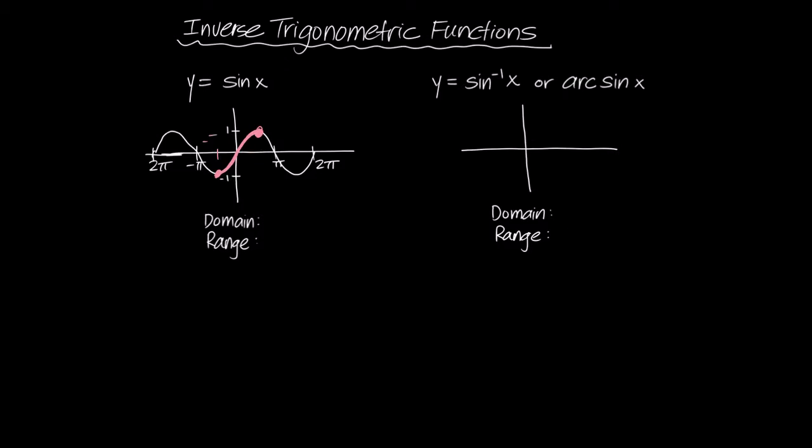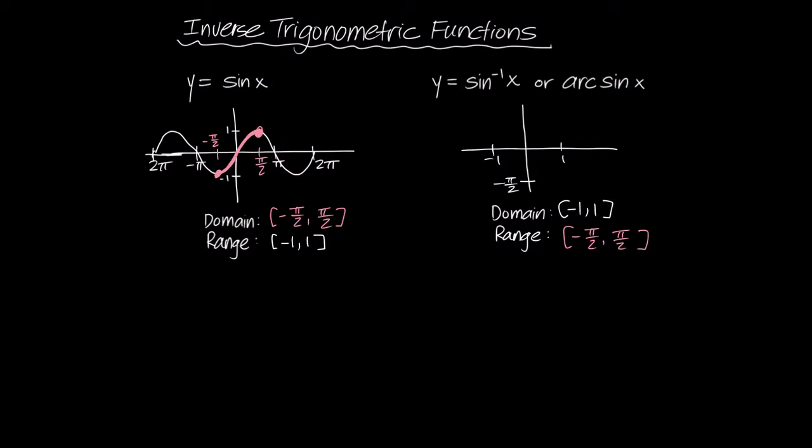Well, this right here is negative pi over 2, and over here is pi over 2. So our domain is negative pi over 2 to pi over 2, and our range, as you can see, is just negative 1 to 1. Very simple. Okay? So in order to graph the inverse of this pink graph, we have to switch all the x and y coordinates, which means that the domain will become negative 1 to 1, and the range will become negative pi over 2 to pi over 2. And so I can put that on the graph. The domain is negative 1 to 1, and the range is going to be negative pi over 2 to pi over 2.